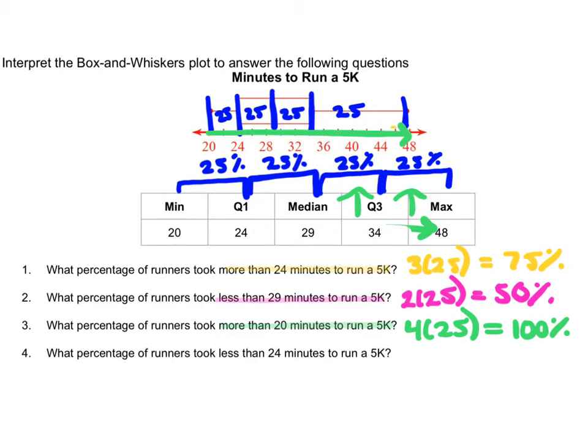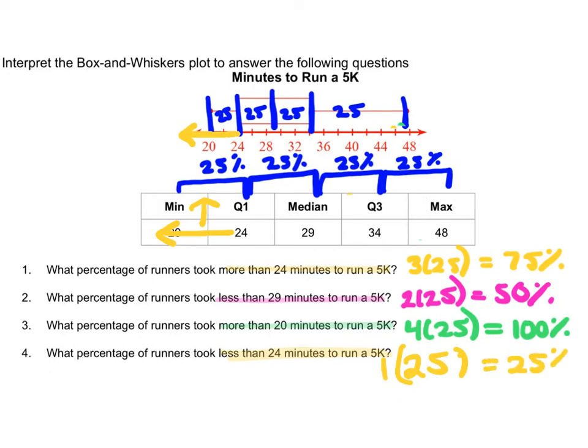And for the last example, it asks which percentage of the runners took less than 24 minutes. So if we start at the 24 and I make it so it's less than, I go through 1 of the 25th percentiles. Or on the graph, I start at 24 and it goes to the left, which goes through 1 of the 25th percentiles. So it would just be 25 times 1, which is 25%.